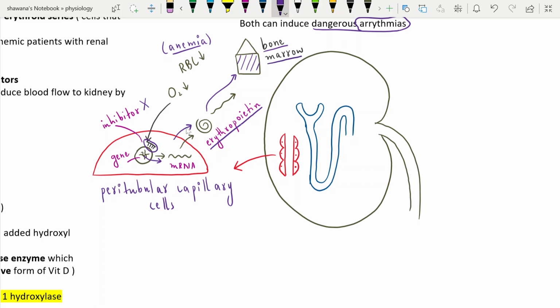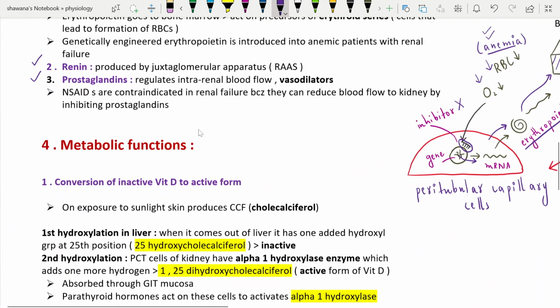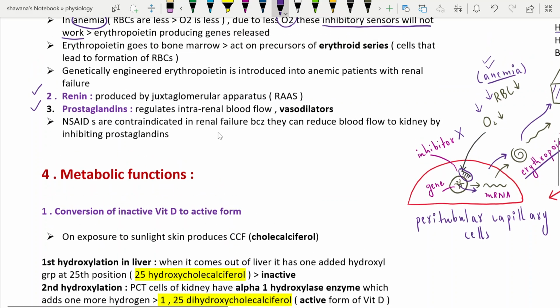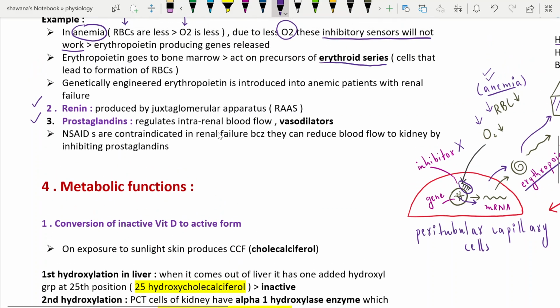In the bone marrow, it acts on the erythroid series, which are the precursors for RBC production, and ultimately RBCs are produced. And we need them because they are carrying oxygen. If we are anemic or hypoxemic, we have fewer RBCs and less oxygen. So ultimately, via positive feedback, RBCs are produced more. It goes to the bone marrow, acts on the erythroid series, and RBCs are being produced.